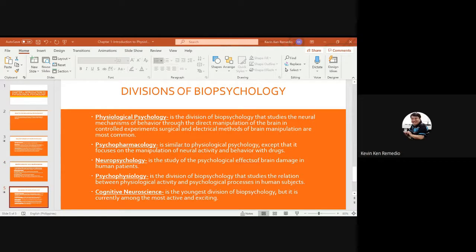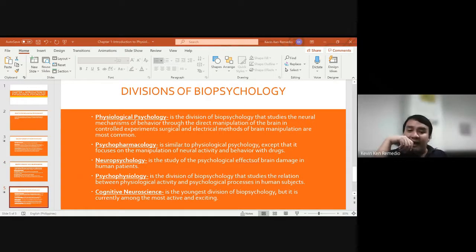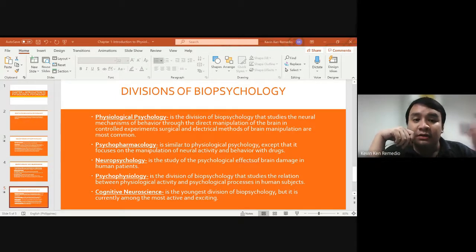Divisions of biopsych. This is different. Neuroscience. This is now biopsych. First division, of course, physiological psychology. It is the division of biopsychology that studies the neural mechanisms of behavior through direct manipulation of the brain in experiments.